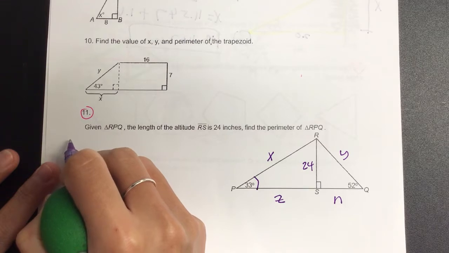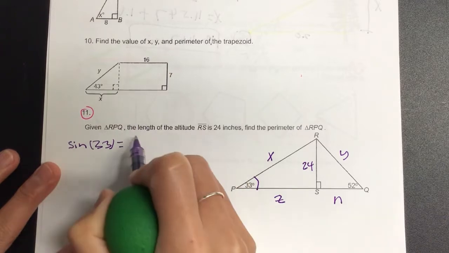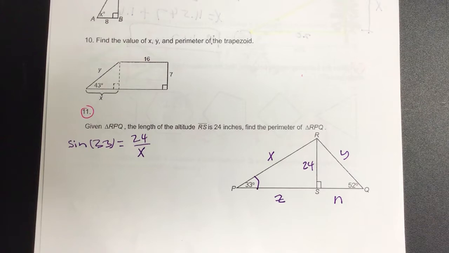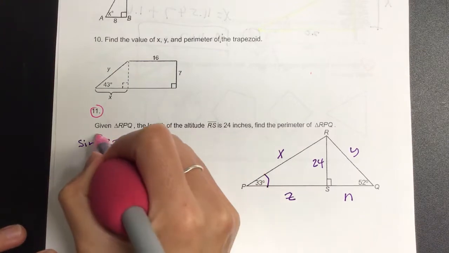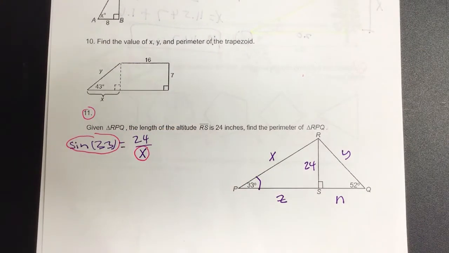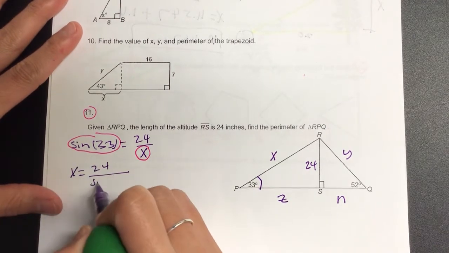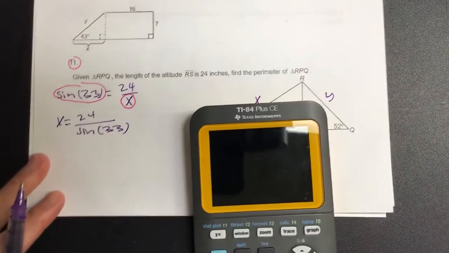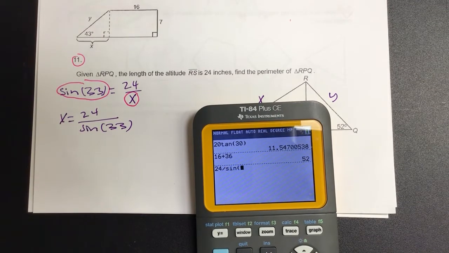Sine. So we have sine of the angle 33 is equal to my opposite 24 over the X. If you wrote Y, that's fine. Maybe my reference has Y, but I just kind of start from the beginning. What can I do with the variable on the bottom to the other side? It's mathematical. We can swap. So we get 24 over sine of 33. Let's type that in.